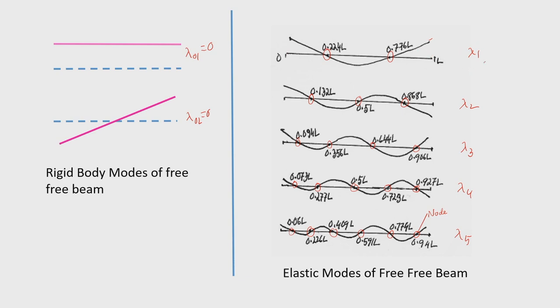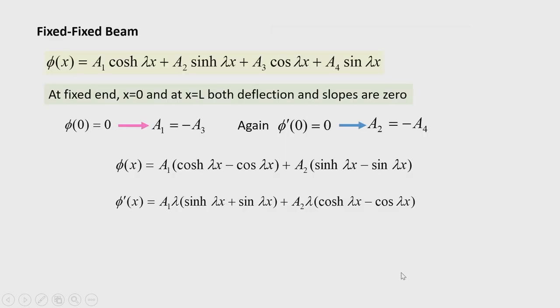And you can see this is the first mode. In the first mode itself, you are getting two nodes. In the second elastic mode, you are getting three nodes. Like that, you can note the different nodal points. Okay. So this is the rigid body mode of the free beam, and this is the elastic mode of the free beam.